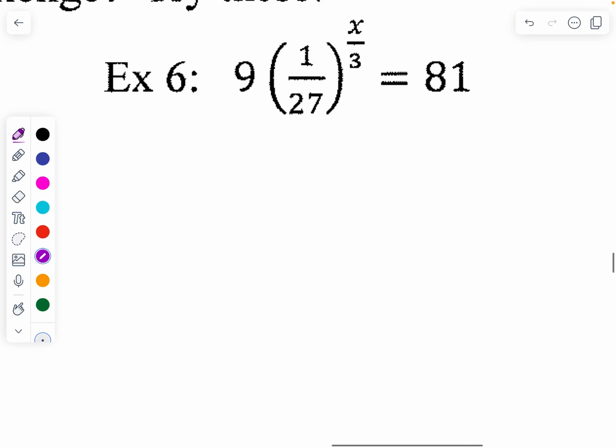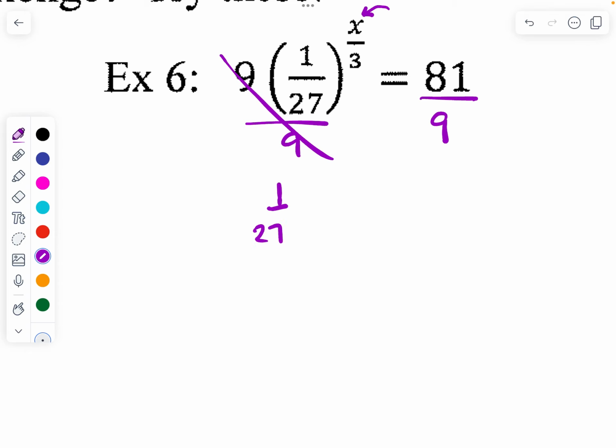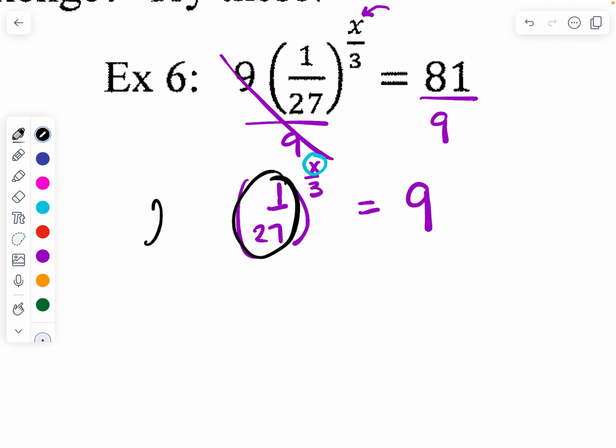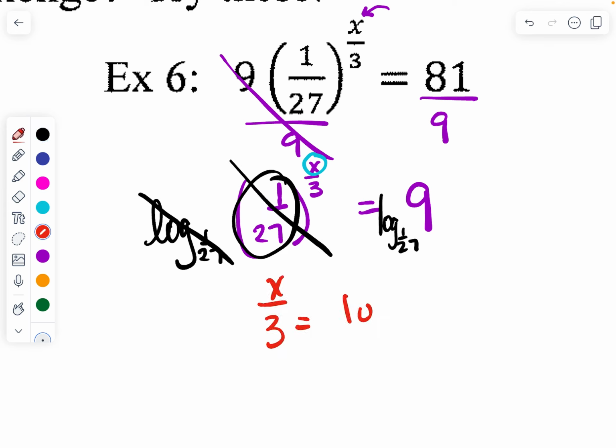On number 6, let's go ahead and solve for x. Remember, x is in your exponent, so we're going to have to get it out. Let's deal with this 9 first, divide by it on both sides. So we end up with 1/27 to the x over 3 power equals 9. Remember, because that x is in the exponent, we need to get it out of the exponent. So I'm going to take a log with 1/27 as the base. If I take log base 1/27 on both sides, this is going to cancel out here. So we're left with x over 3 equals log base 1/27 of 9.